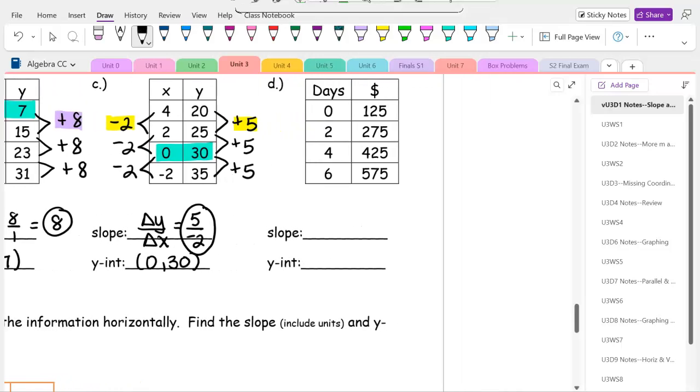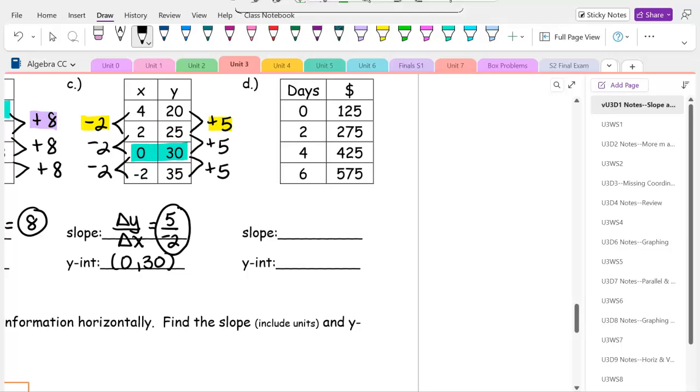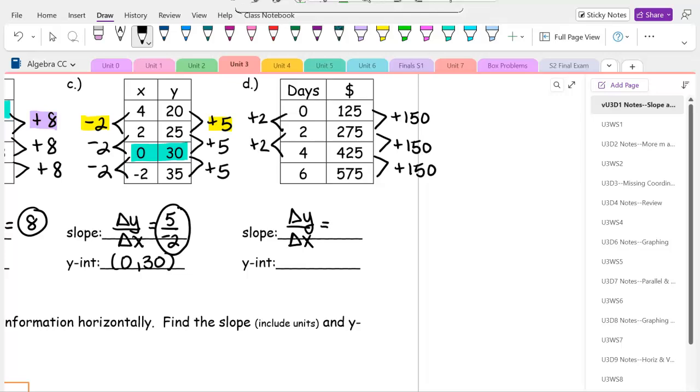All right, last one of these. This one has units. So that means that when we are done simplifying, we're going to need to put our units as well. You find your slope the exact same way. Change in y over change in x. This means we're doing our jumps. 125 to 275. This is plus 150. 275 to 425. Plus 150. And another plus 150. On this side, we're going up by 2's.